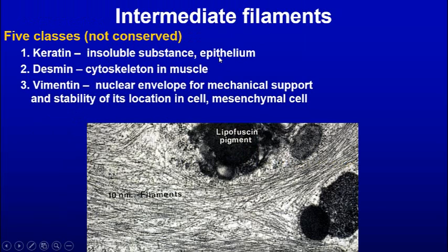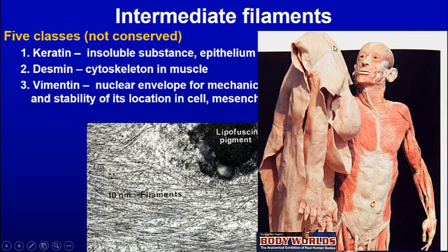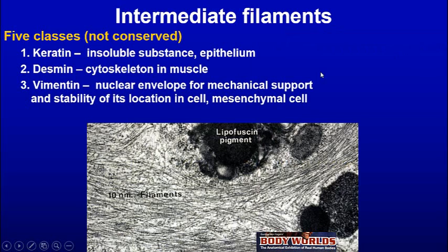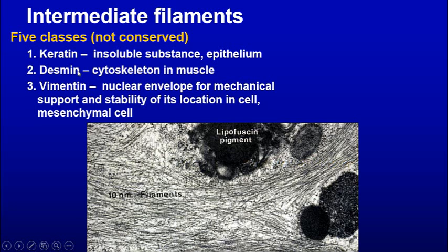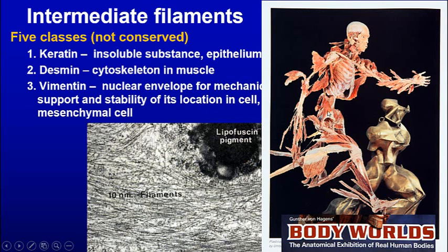And you can put your hand in gasoline, it doesn't dissolve, doesn't burn, because it has keratin in its surface. And here we see from Body Worlds where the individual has keratin in the epidermis. You see the skin here, which is dermis and epidermis. But also in cytoskeletal components of muscle, we have desmin. Here we see muscle cells from Body Worlds.